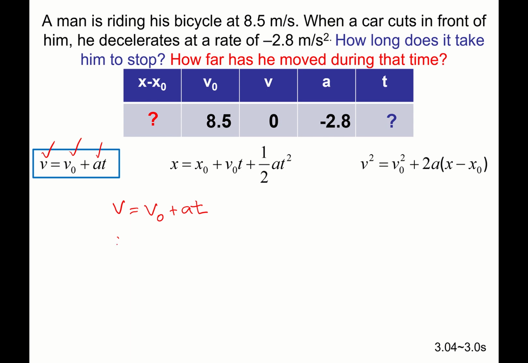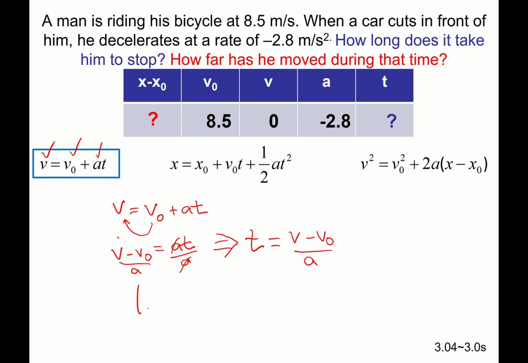Usually, before I put the numbers in, I like to do the algebra. So I'm going to first take the V0 over to the other side, so I'm going to subtract it. V minus V0 equals AT. And then to get time, I'm going to divide both sides by A. And so we're left with T. Make sure if you're challenged with algebra, go back and do some practice so that you can do the rearranging properly. So T is equal to V minus V0 over A.